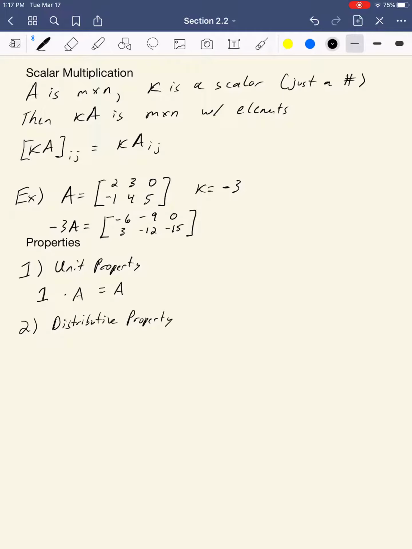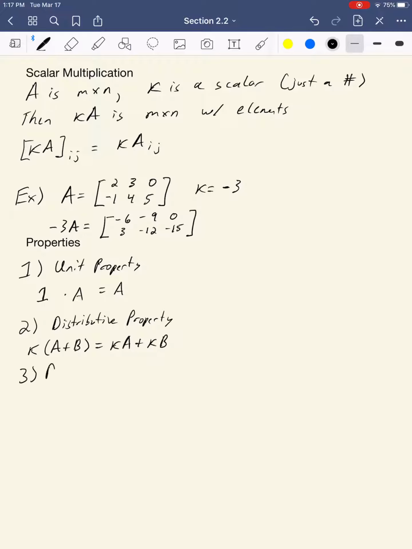The first distributive property is that a single scalar distributes over matrix addition. So if you take k times (A plus B), that equals kA plus kB. You can do the addition first and then multiply by the scalar, or you can distribute the scalar onto both and then do the matrix addition. Either way is appropriate. Again, we have the implicit assumption that A plus B makes sense, in other words, that A and B are the same size.